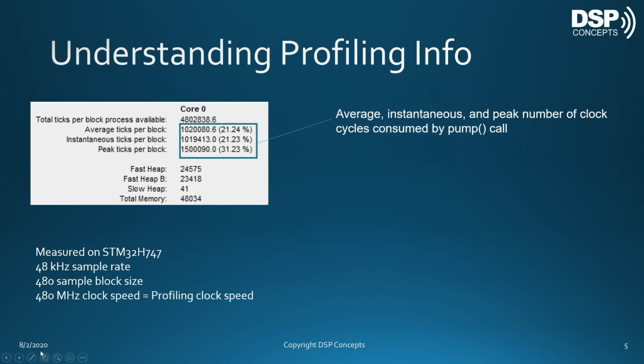Let's look at the other numbers. Average ticks per block, that's the average processing load. Every time a module is executed, we measure this elapsed cycles, and it goes through a first order smoother. We also show the instantaneous ticks, that's for the last block that was processed. And then we also show the peak ticks per block. This is the highest number that was ever recorded. And you can see something's not quite right with this design, because we're going from 21% up to 31%. Let's look at this a little more closely.